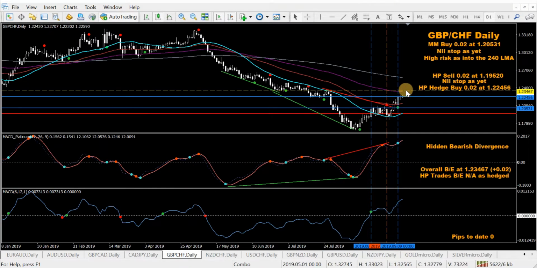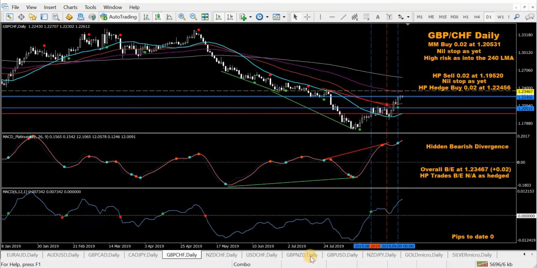Overall breaking even up here. Got a buy in here, and a HP sell followed by a hedge buy. So there's your Mod MACD, the first one, HP sell based on this, and it went against me, so I took a HP hedge buy. So overall we're long plus 0.02, which gives me an overall break even up there.